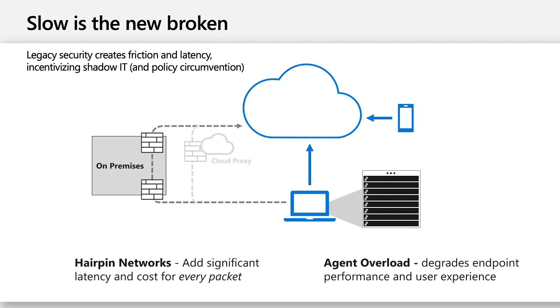So if you remember port 80, which is the firewall bypass port, VPNs are frequently leveraged by attackers as a means to retain access into the organization's network. Also, on top of that, latency drives users away and incentivizes shadow IT.